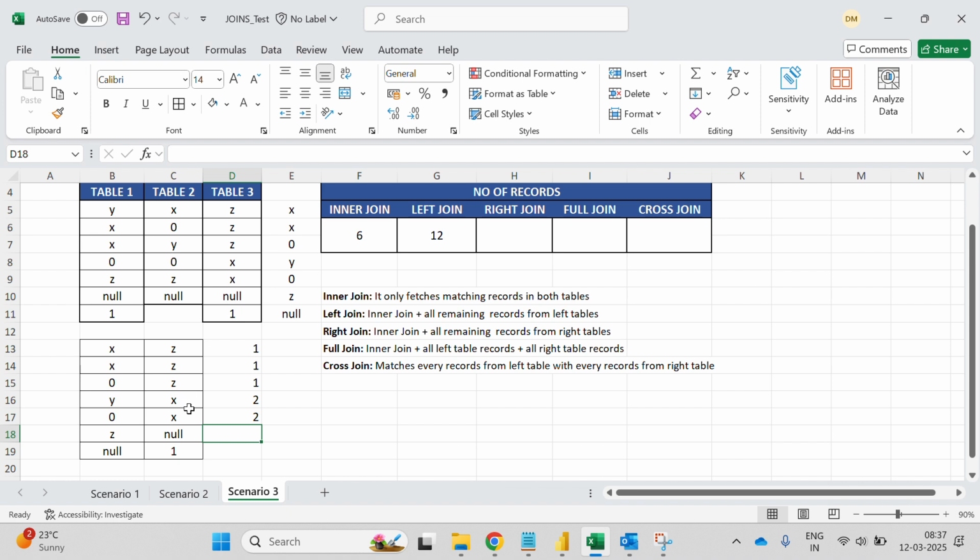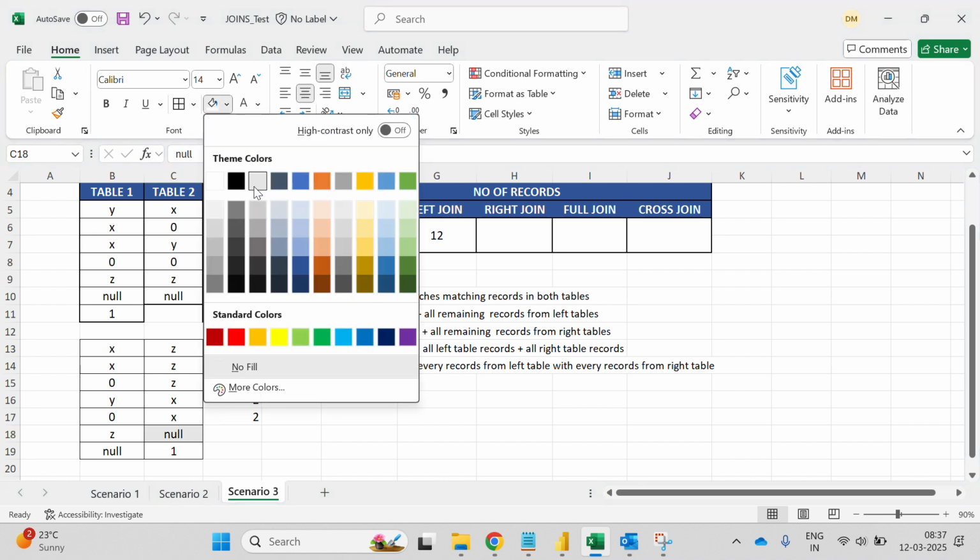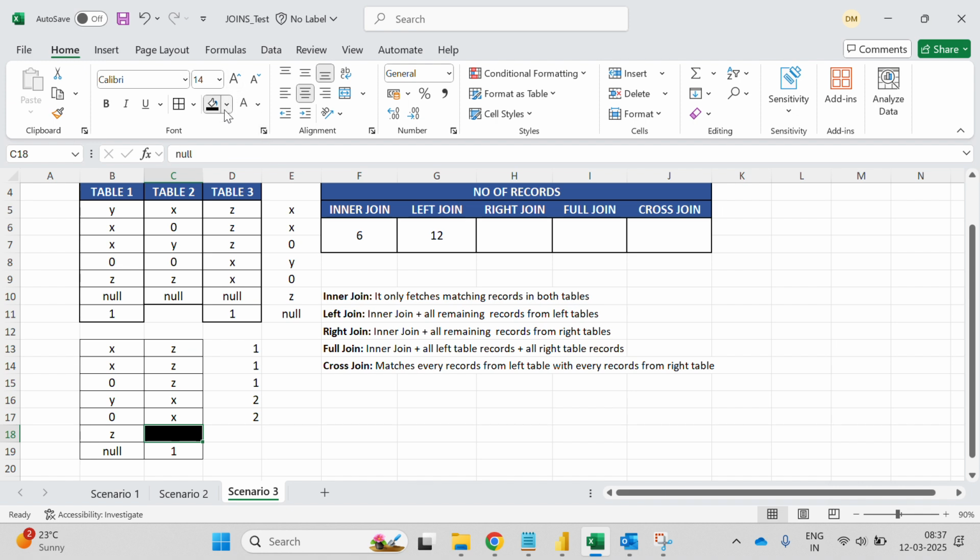So x is matched with 2, and this extra column will be present here, null, because this is an extra column of null, and this one is also extra in the right table. So that is null for 1, and this 1 for 1. So our output is 1 2 3 4 5 6 7 8 9, that is 9 is the output for the right table.